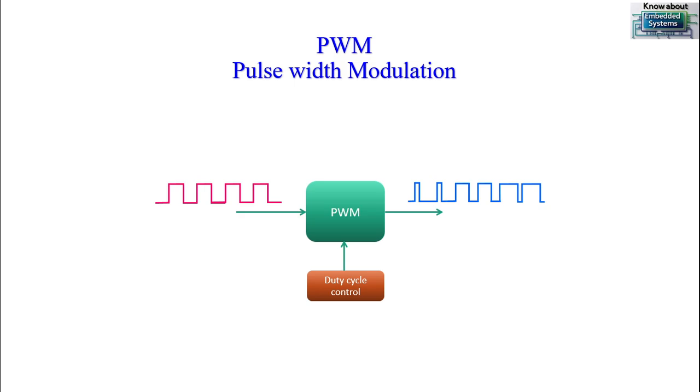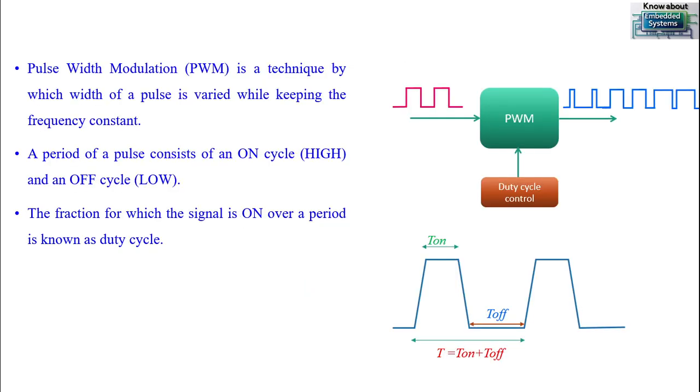Pulse width modulation. What do you mean by pulse width modulation? The name itself says it: you're going to modulate the pulse. So this is my PWM circuit. Input to the PWM circuit is your input pulse and output will be your modulated output, and this modulated output is controlled by duty cycle.